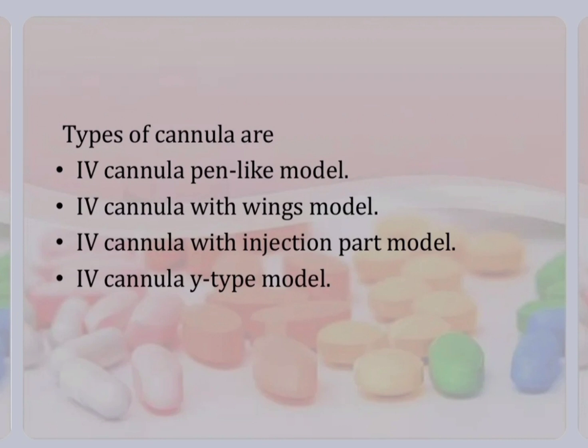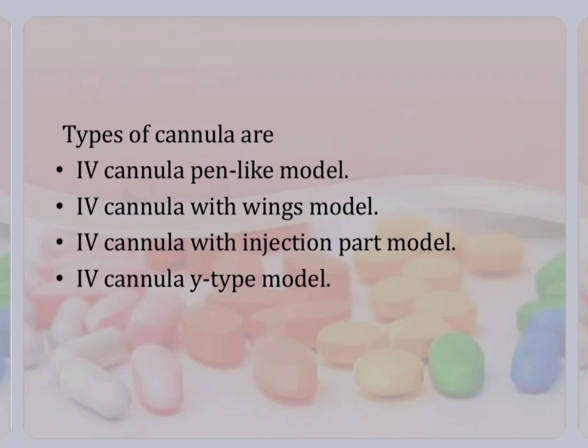Then the second thing that you need to know about cannulas is that we mainly have four types of IV cannulas available with us in the hospital. First one is the IV cannula pen-like model. Then we have the IV cannula with wings model, and the third type is the IV cannula with injection port model. Then we have the IV cannula Y-type model, because its shape resembles the letter Y.